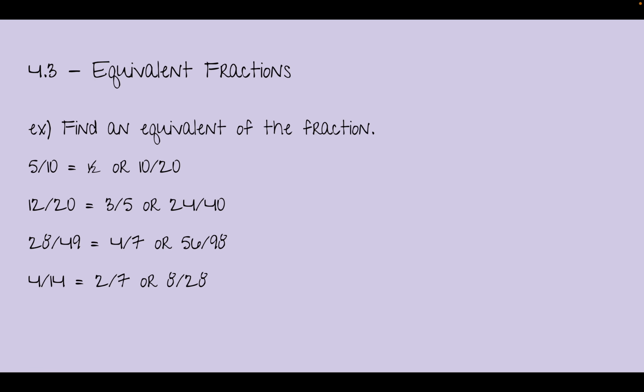We can get 4 over 7 by dividing the numerator and denominator by 7, and we can get 56 over 98 by multiplying the numerator and denominator by 2. Lastly, 4 over 14 is equal to 2 over 7 if you divide the denominator and numerator by 2. And it can also be 8 over 28 if you multiply both the denominator and numerator by 2.